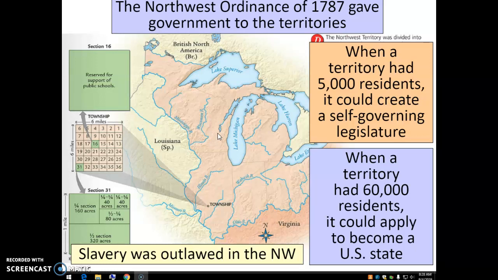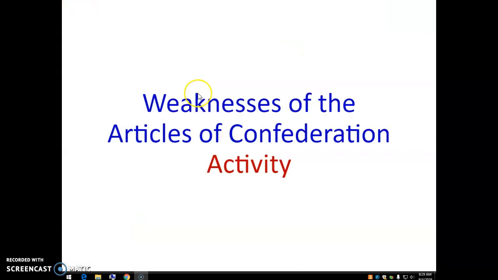So the Articles of Confederation actually did set up a good process for how to deal with this newly acquired territory after the Revolutionary War. So even though the system does set up a good way of establishing new states and new territories, there are a lot of weaknesses, and that's what's going to lead to the eventual abolishment of the Articles of Confederation government: the overlying weakness of the federal government.